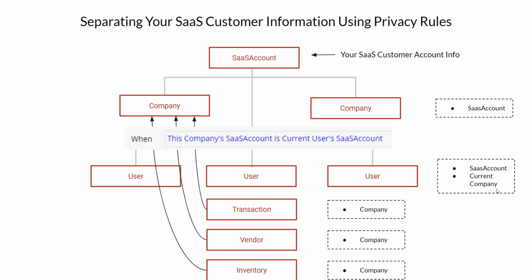You're then going to give them a list of companies that they can select from, and then this privacy rule on the company is going to make sure that only the companies that belong to that SaaS account are displayed. They're going to select it, and then when they select it, you're going to assign it onto the user's record as the current company. And that's fluid, that can change.